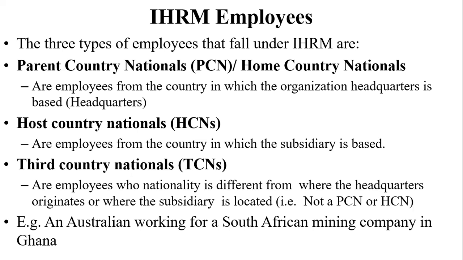So a typical example is that a Nigerian working for MTN Ghana can be characterized as a third country national, because these Nigerians neither come from Ghana nor from South Africa. They are coming from a country that is outside the place where they are currently working, that is where the subsidiary is found. And that country is also different from where the headquarters is located. Is the third country nationals explanation clear?